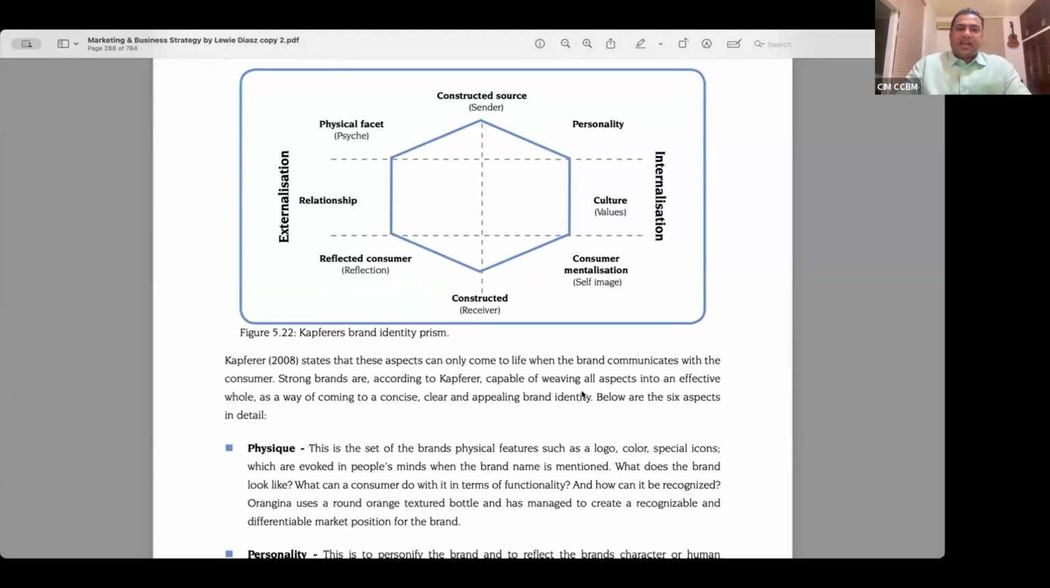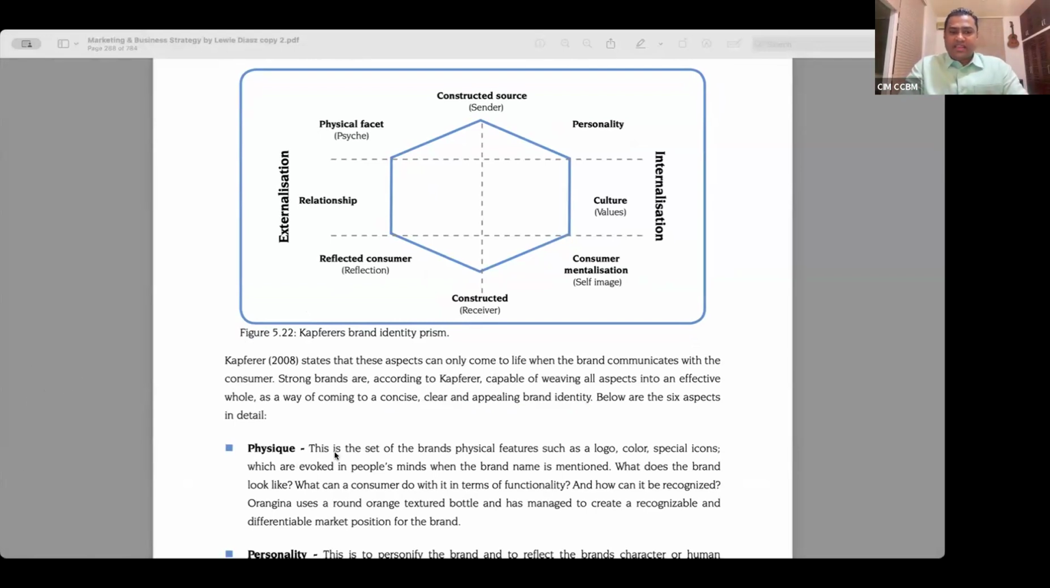Kapferer states that these aspects can only come to life when the brand communicates with the consumer. Strong brands are, according to Kapferer, capable of weaving all aspects into an effective whole as a way of coming to a concise, clear, appealing brand identity. Below are the 6 aspects in detail.